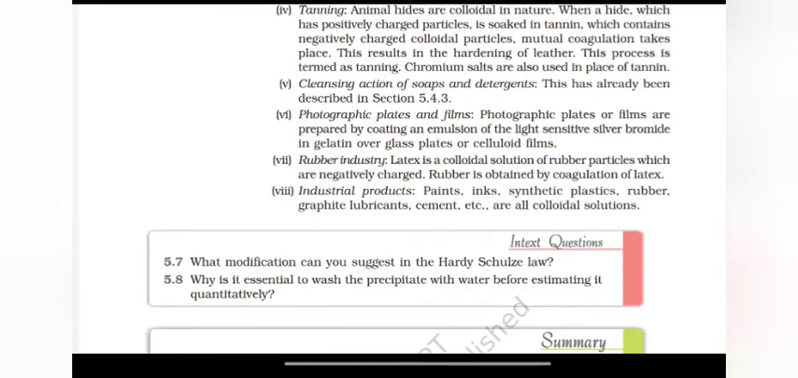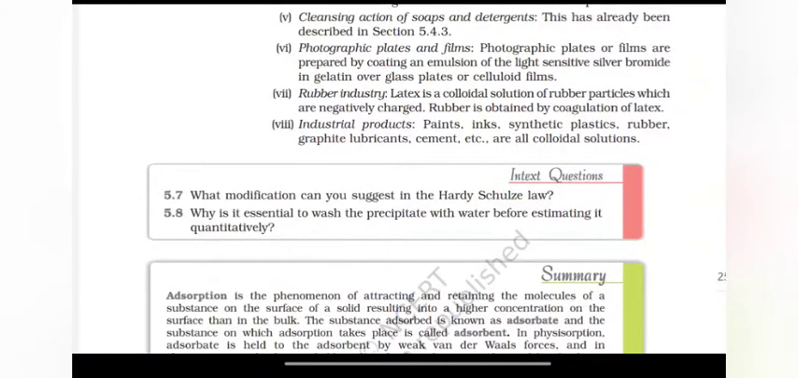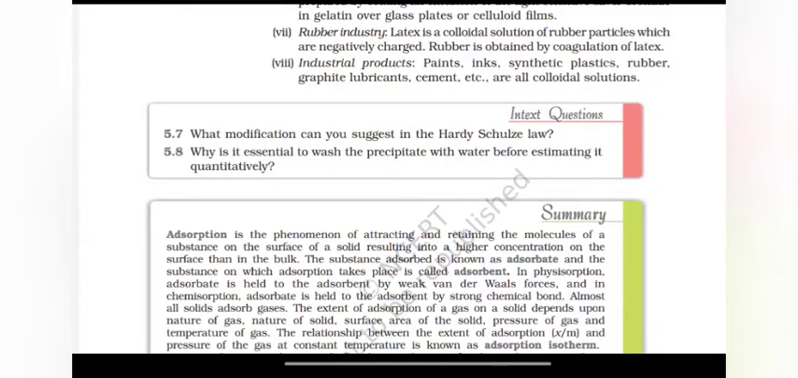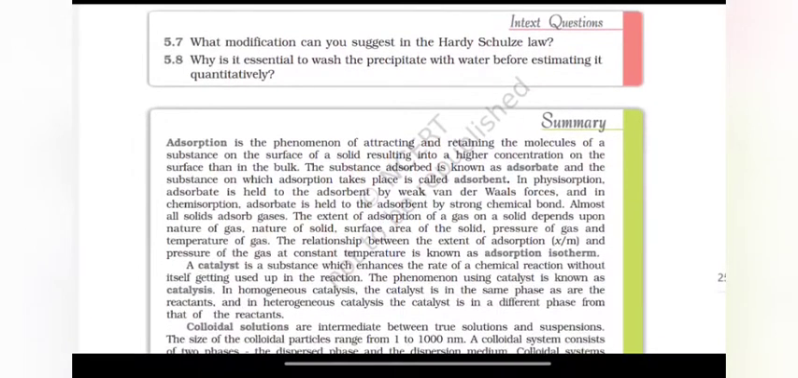Cleansing action of soaps and detergents. Photographic plates and films are prepared by coating an emulsion of the light sensitive silver bromide in gelatin over glass plates or cellulose films. Rubber industry. Latex is a colloidal solution of rubber particles which are negatively charged. Rubber is obtained by coagulation of latex. Industrial products. Paints, inks, synthetic plastics, rubber, graphite, lubricant, cement, etc. are all colloidal solutions.